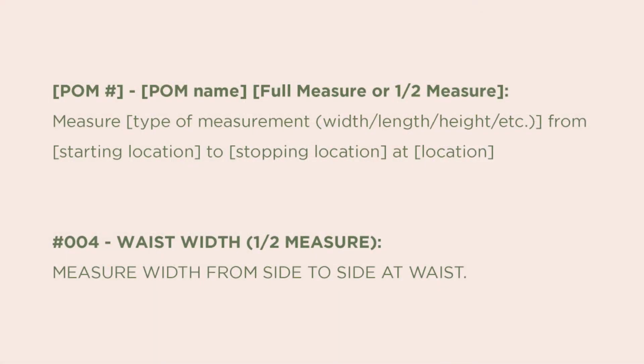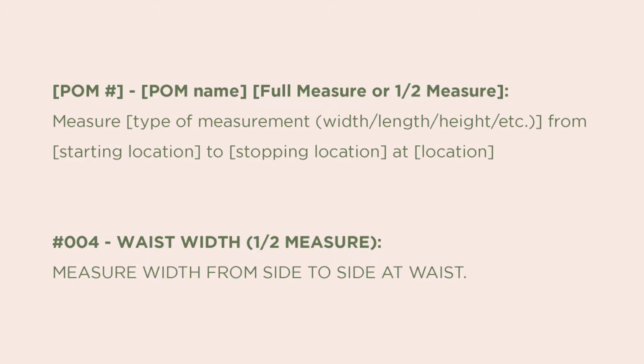Here's my formula for writing POMs. Start with a coding system. I like to use numbers. Enter your POM number and then the name of the POM. You should also specify if it's a full measure or a half measure. For me, I only specify half measures so that my factory knows the rest of my POMs are always going to be a full measure.